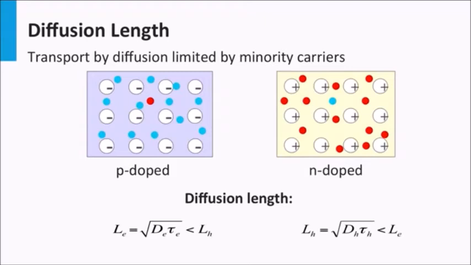Let's consider now n-doped semiconductor materials. The electrons, the red dots, are the majority charge carriers, and the holes, blue dots, are the minority charge carriers. The electrons have a small probability that they will meet a hole, and therefore the recombination rate is small. On the other hand, the holes have a high probability to meet one of the electrons, as the electron density is many orders of magnitude higher. This means that the recombination rate for the holes is high, or in other words, the diffusion length of the holes, Lh, is shorter than that of the electrons, Le.